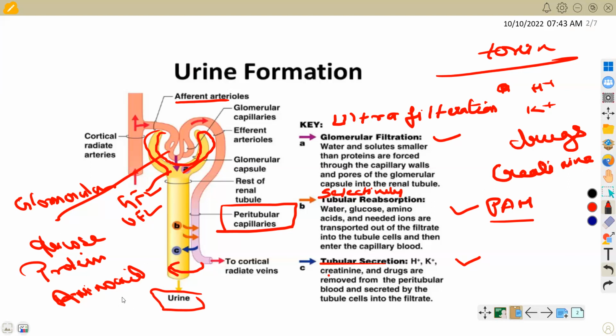So how it will be given back to the circulation? It should be given back to the circulation by this peritubular capillaries by the process of selective reabsorption. Okay, so now I hope you understand what is happening.